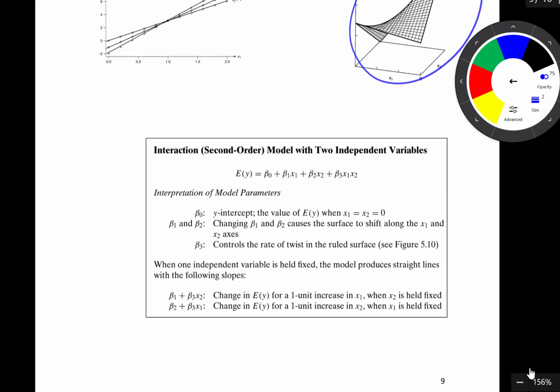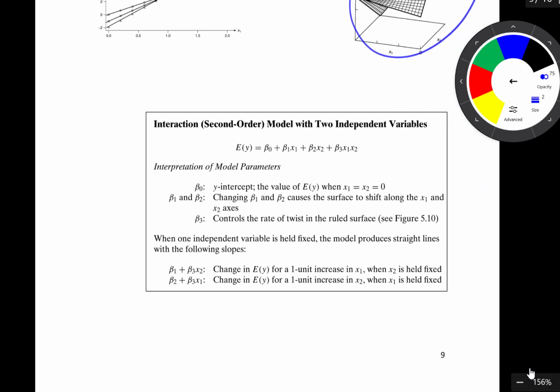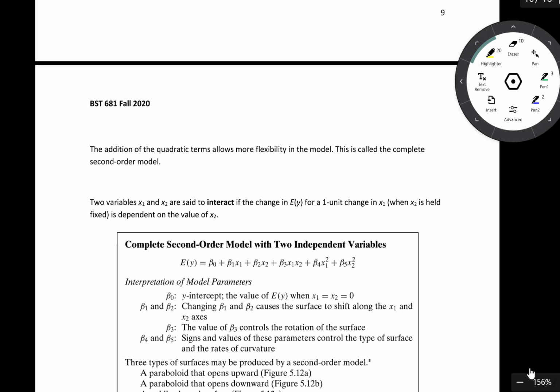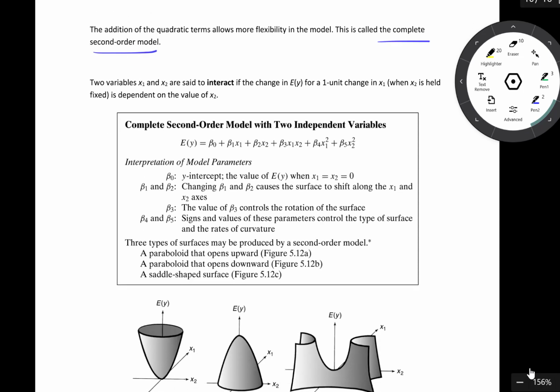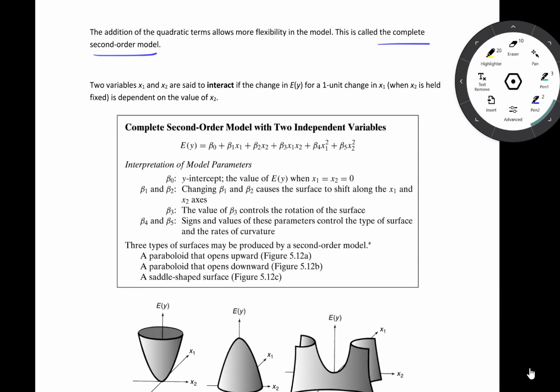Here's the second order model with two independent variables, and we've seen this model before, so this one is not new. The addition of a quadratic term, though, allows for more flexibility in the model, and this is what we call the complete second order model. This model is going to be new. It combines the models we've previously looked at. Two variables x1 and x2 are said to interact if the change in the expected value of y for a one unit change in x1, when x2 is held fixed, is dependent on the value of x2.